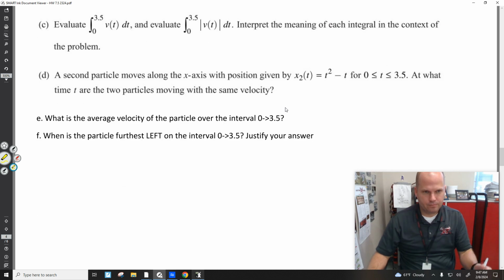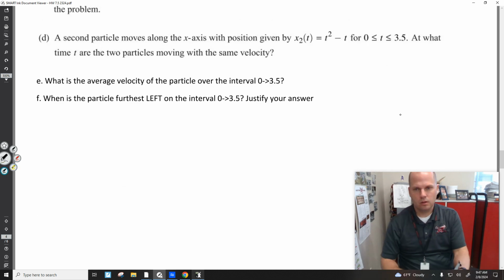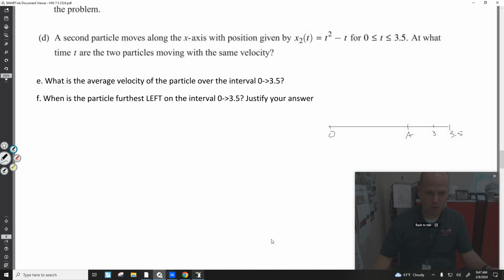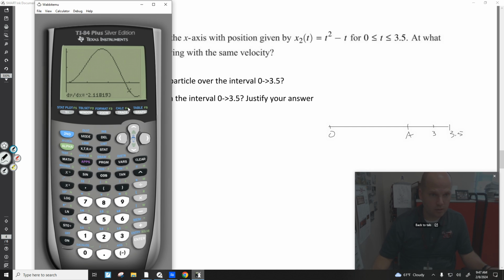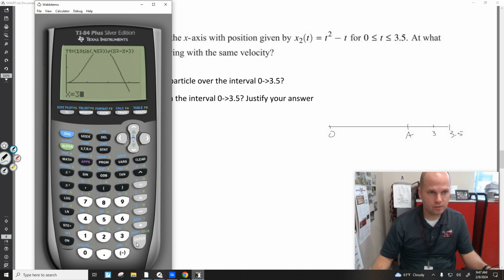Now, again, you could do a full sign analysis. However, be careful here. You got this a value. We have the endpoint with 3.5. They're looking for this value 3. 3 is in between a and 3.5.